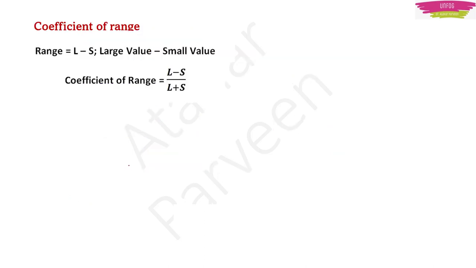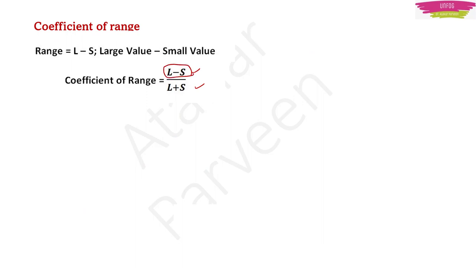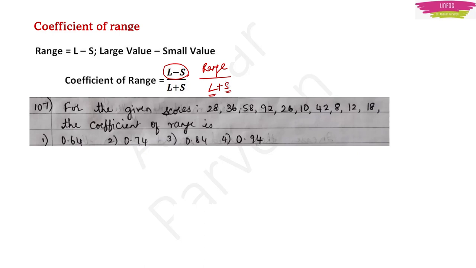Now coefficient of range. Coefficient of range will be equal to L minus S by L plus S. What was range? Range was L minus S. So coefficient of range will be range by L plus S. Now what is L? Larger value or bigger value. S is the smaller value or lower value. Okay, so this is coefficient of range. Actually, they have asked this question in Karnataka TET, so we will not take risk. We will learn all the relative measures also.